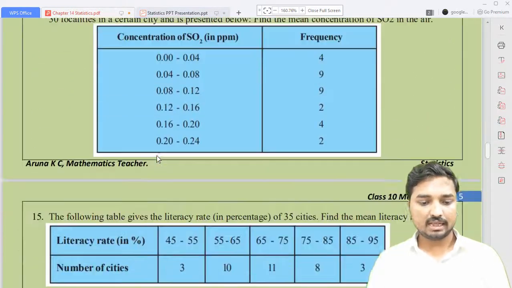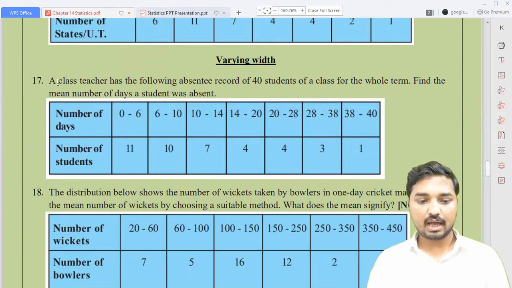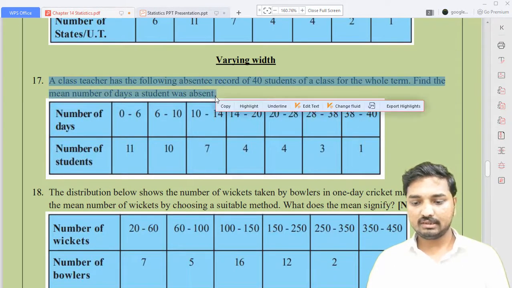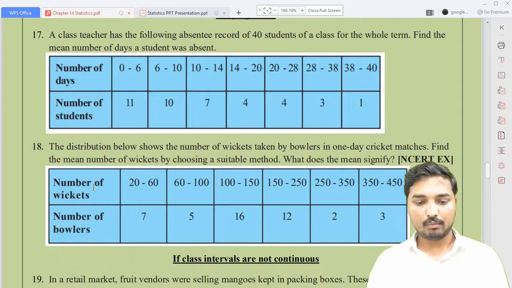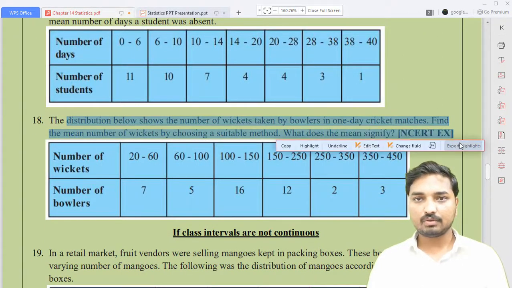So now the next thing is varying width. Okay, in case of varying width, I have solved this one. Question number 17 is already over. Okay, the same question I have solved just now. I have shown the solution for you, and this is one more question. This is actually an NCERT example question. The solution is already present in the textbook only, but try to solve this one.